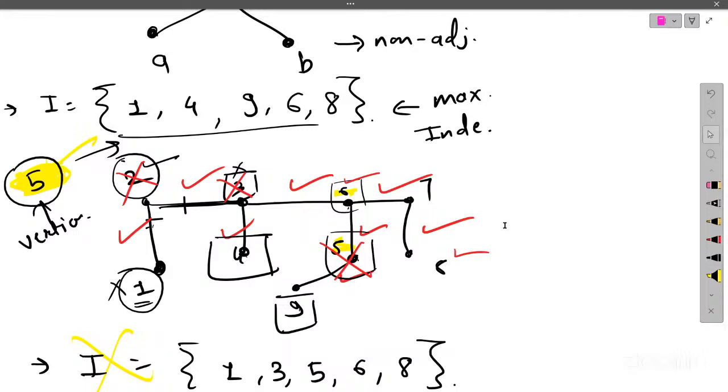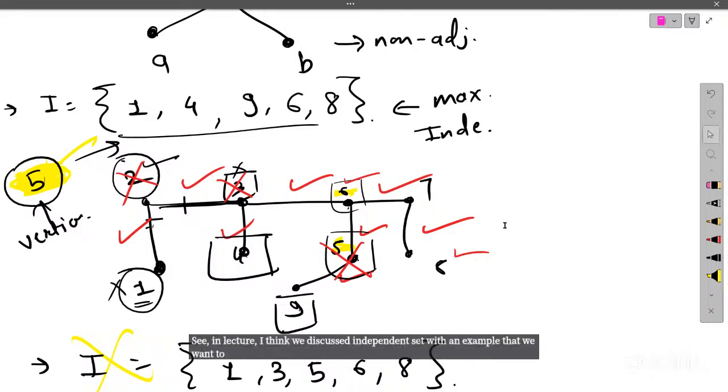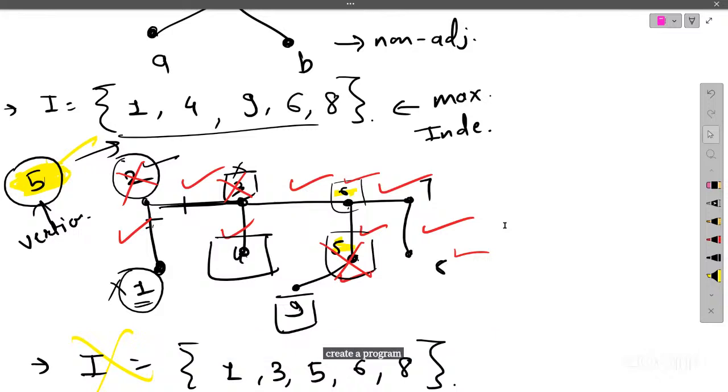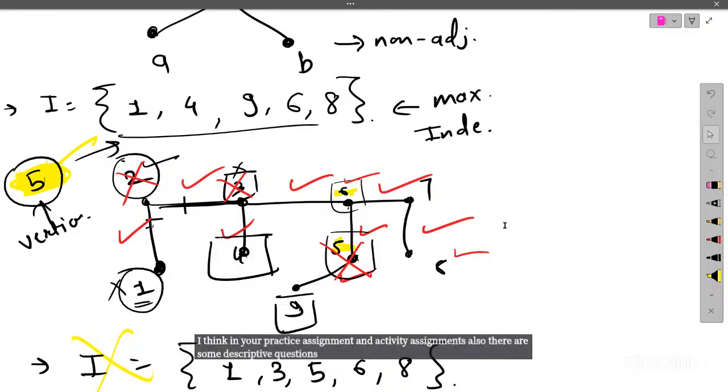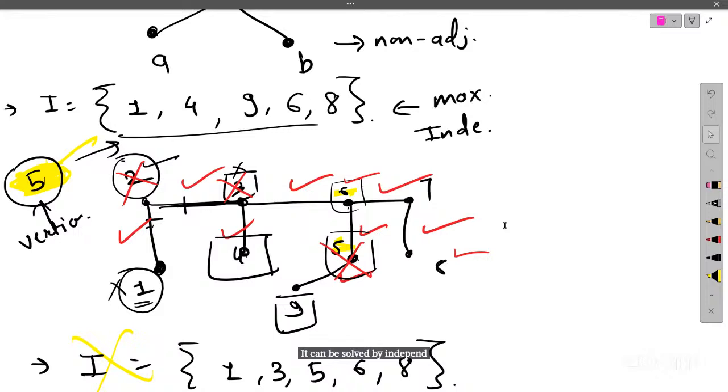See, in lecture, I think we discussed independent set with an example that we want to create a program, and in that program there are so many dance groups, so there is some restriction, right? So in several scenarios, independent set can occur. I think in your practice assignment and activity assignments also, there are some descriptive questions which can be solved by independent set. So now it's your job to find out which question is related to which concept.